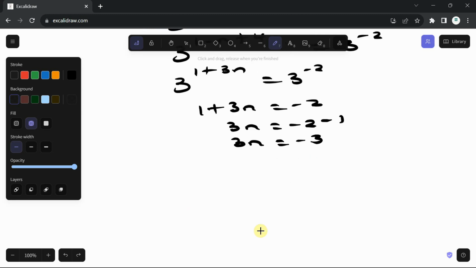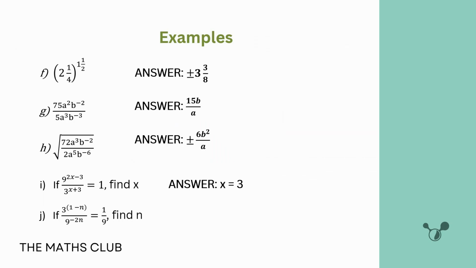If I divide both sides by 3, 3 will cancel 3, and 3 will cancel 3 here, leaving 1. So my n will be equal to minus 1. So this is our n for this particular question.